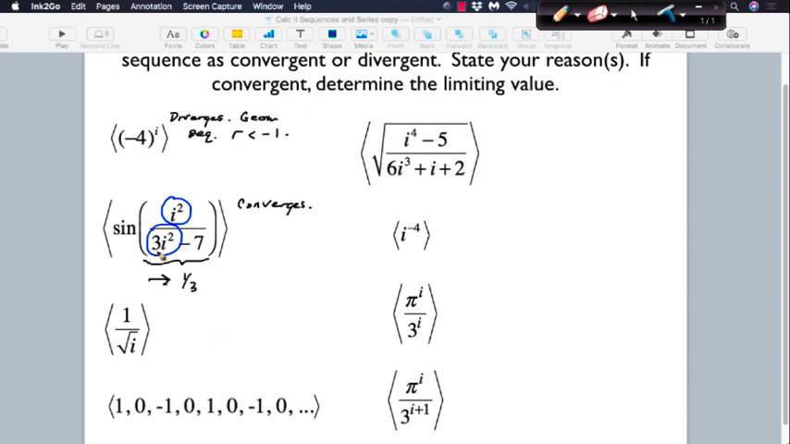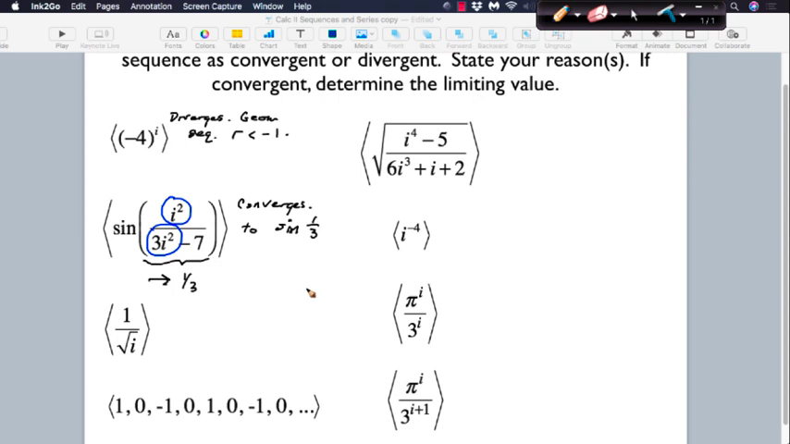So as that argument of sine goes to 1/3, what does the whole sequence go to? Converges to sine of 1/3. So that ratio goes to 1/3, so then the whole sequence will just get closer and closer to sine of 1/3. Maybe the terms are getting smaller, but it's not like they're getting smaller to 0. It's approaching sine of 1/3.